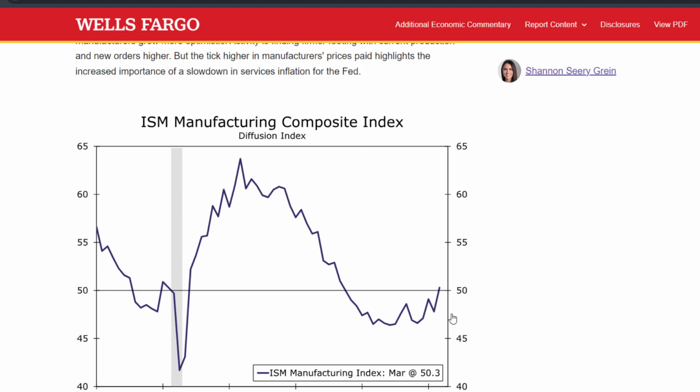And so again, one would assume that this is good news. However, even though this sounds like good news, there's some parts of the report that made a lot of market participants worried, and that's what caused some selling pressure in the markets. And so what is that?